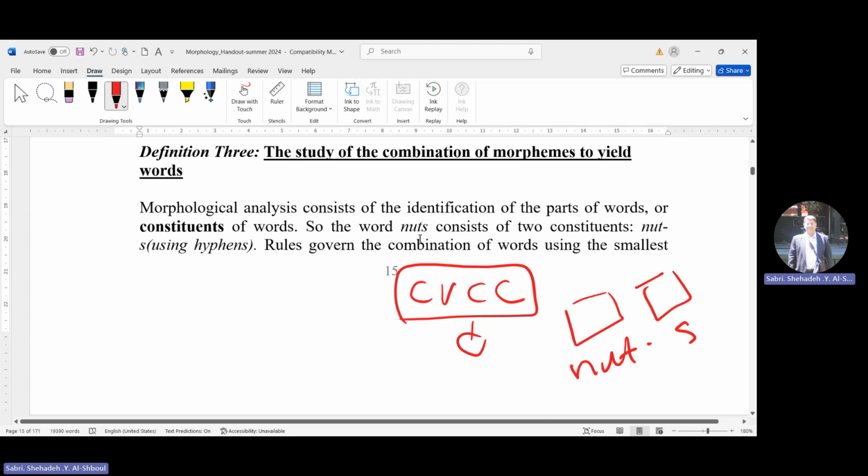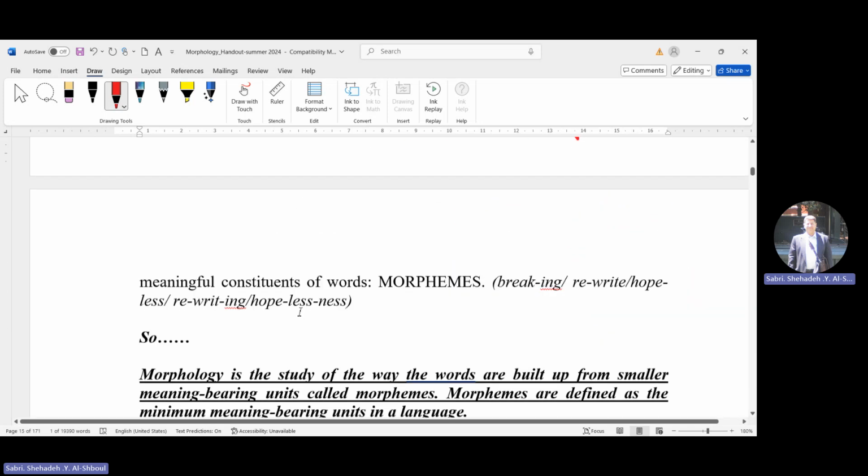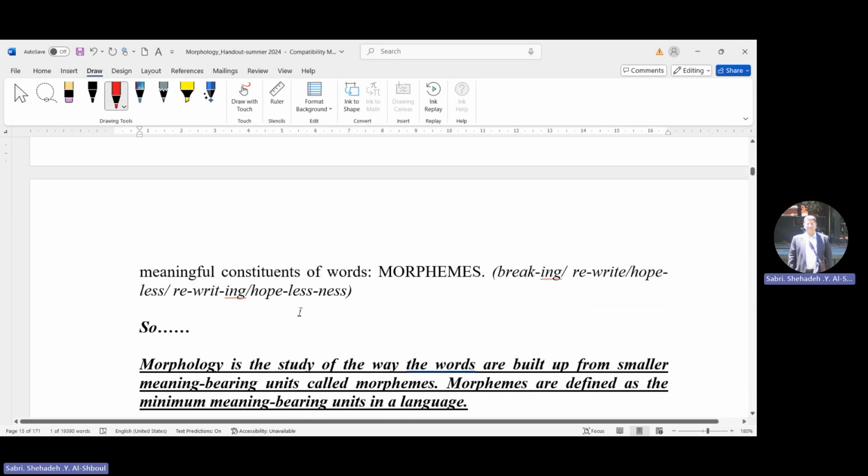So the word nuts here contains two constituents at the same time. So we have not plus s, using a hyphen here. So we have rules that govern the combination of words using the smallest meaningful constituents of words, I mean morphemes. So breaking, rewrite, hopeless, rewriting, hopelessness, and so on and so forth.